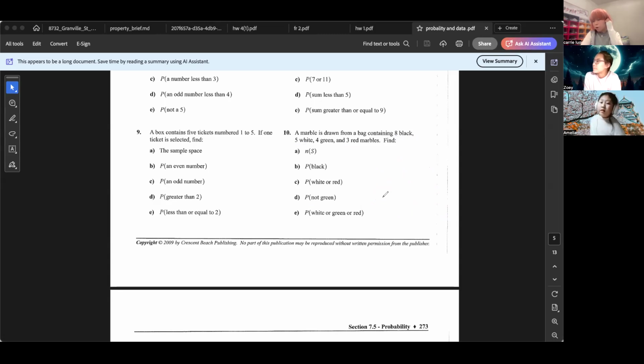Okay, so white or green or red. So how about like that? White is okay, green is okay, and red is okay. Which one is not okay? Black is not okay. So we can just find out the probability of getting black and use 1 minus it, which is 12 over 20, which is 60%, or 3 over 5. To save you a lot of time.